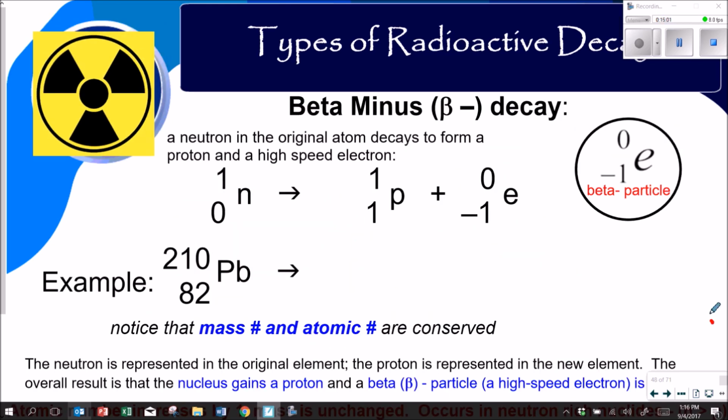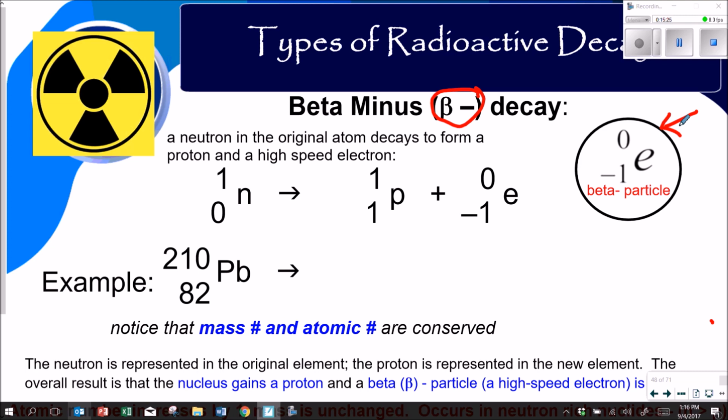Then we have beta minus decay. Beta minus decay happens when a neutron in the original atom decays to form a proton and a high-speed electron. Again, you have to know the symbol for beta minus. You have to know what the particle looks like, and you have to be able to write it. A beta minus particle is a high-speed electron. So let's take a look at an example again.